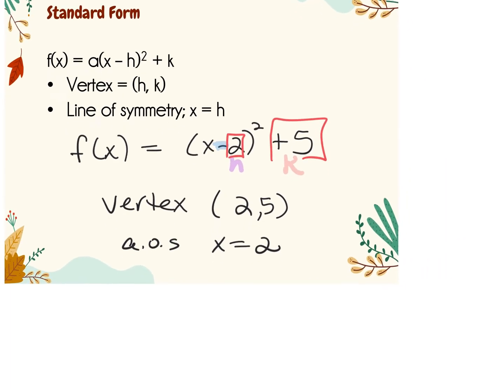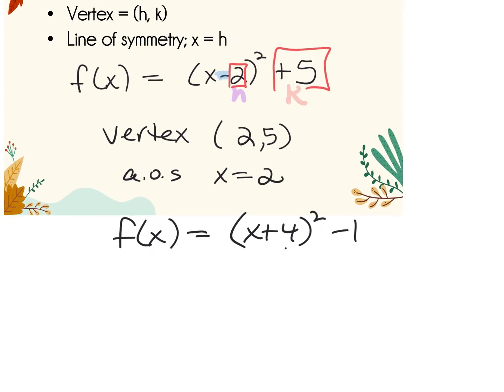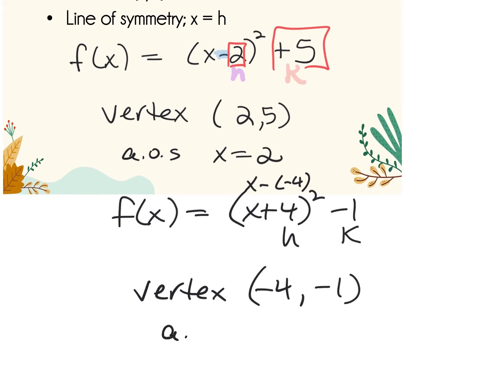If I have something like this, f of x is equal to (x plus 4) squared minus 1. This is H, this is K. When you pull out the H, it's backwards of what you think, because what really went in here was negative, negative, to make it a plus. So my vertex is actually (-4, -1). And again, my axis of symmetry is going to be x equals negative 4.